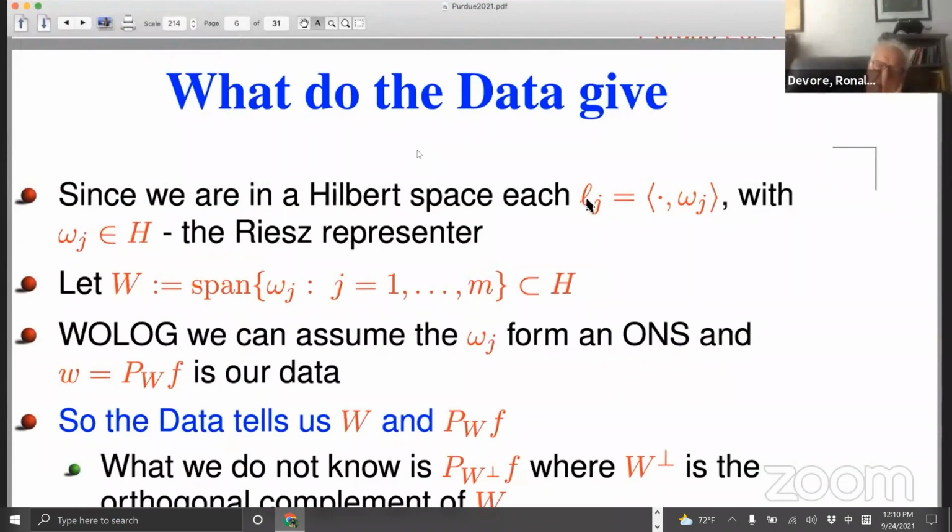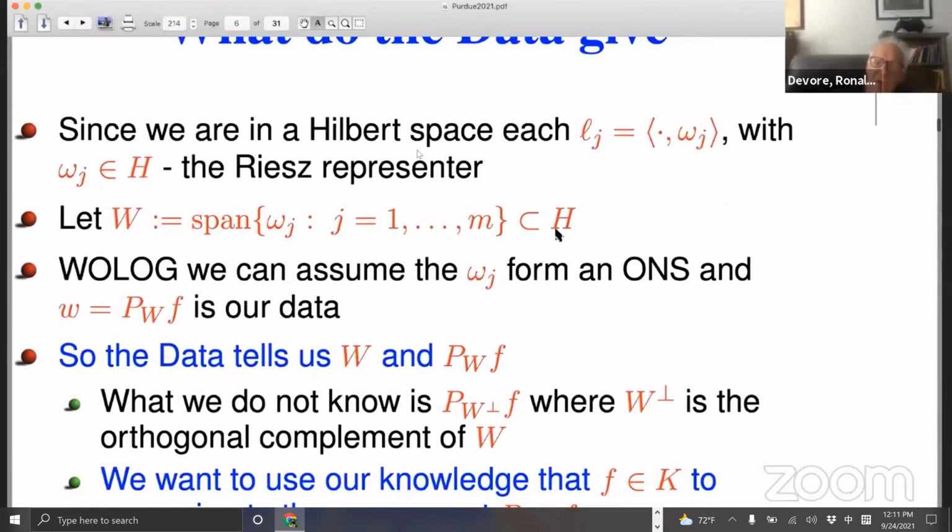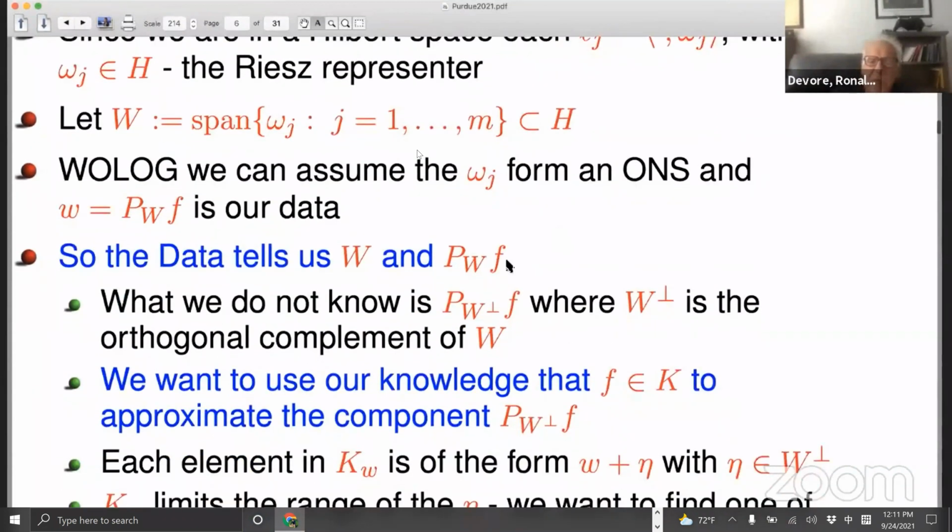So I could take these omega j's, which ostensibly would be known to me. For example, if you think about point evaluation, you may think of the delta function as the omega j. I can form the span of the omega j's. This is a subspace of my Hilbert space. And the information I get from the data, it tells me what the projection of f is onto this finite dimensional space W. So it gives me the projection of f onto W, which we denote by PW of f.